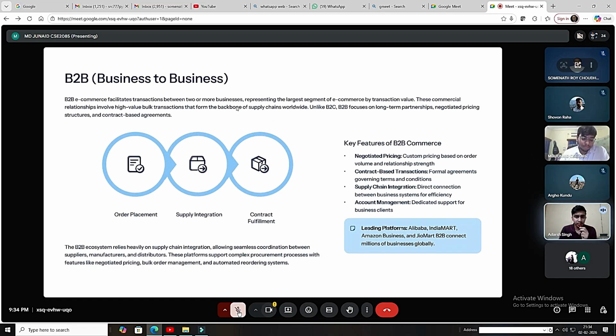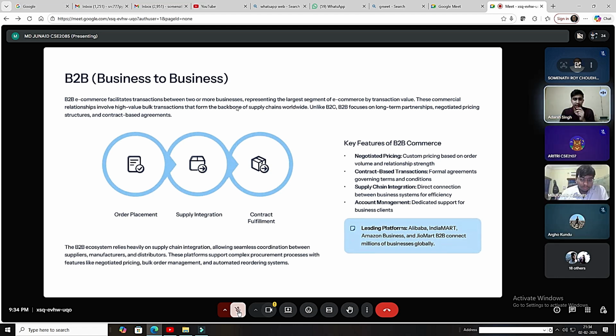So the next slide is the B2B model, that is business to business e-commerce. B2B refers to online transactions that take place between businesses rather than individual customers. It is the largest segment of e-commerce in terms of transaction value because it involves high value and bulk purchases that support global supply chains.